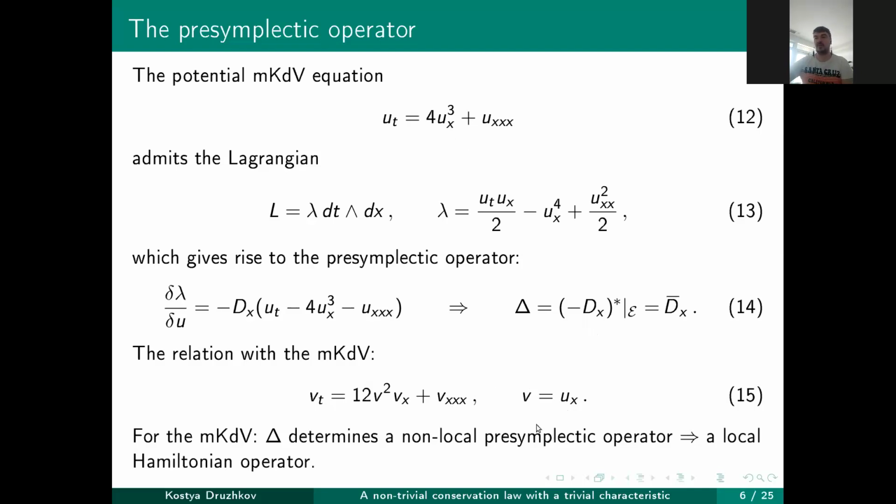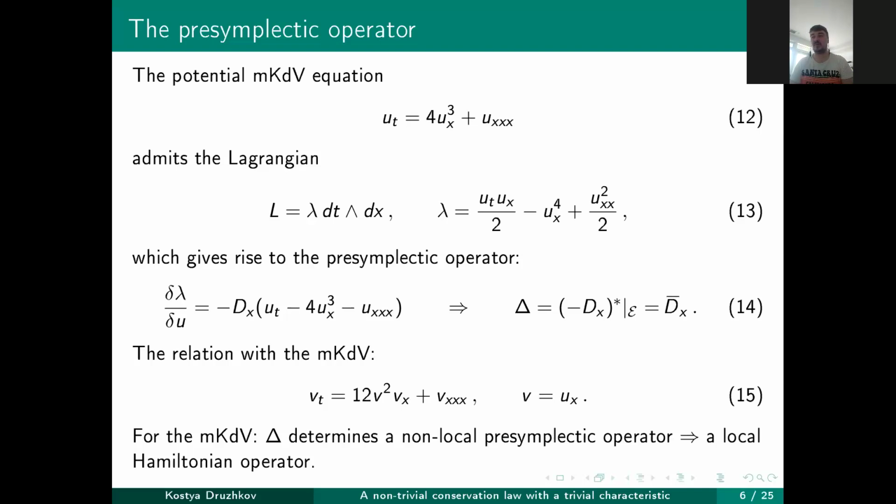For the modified KdV equation, this operator delta, since they are related by a one-dimensional differential covering, determines a non-local pre-symplectic operator, which can be interpreted as a local Hamiltonian operator. The relation between these operators is given by the standard formulas. If we have an isomorphism of equations, we can rewrite a pre-symplectic operator of one of these equations in terms of the other one, using the same procedure in terms of the linearization operator and its adjoint.